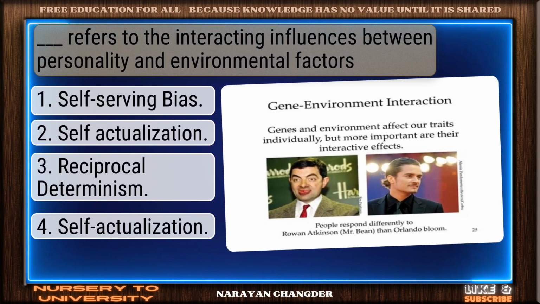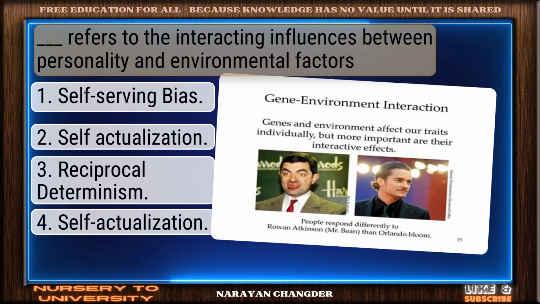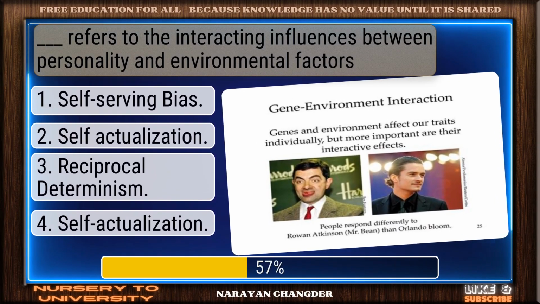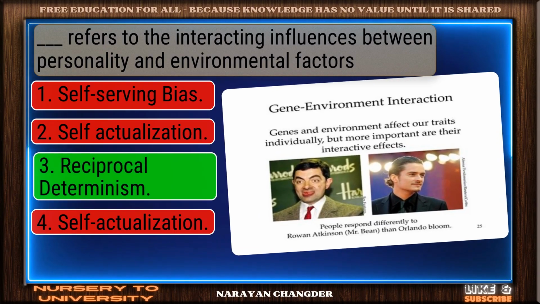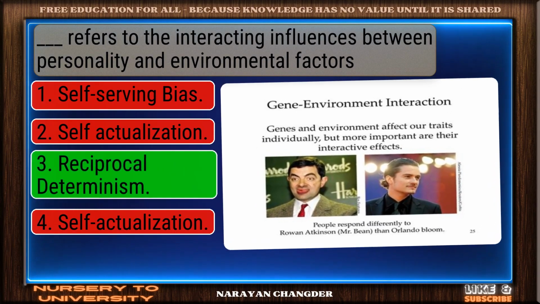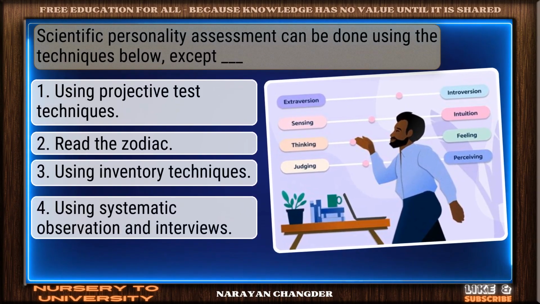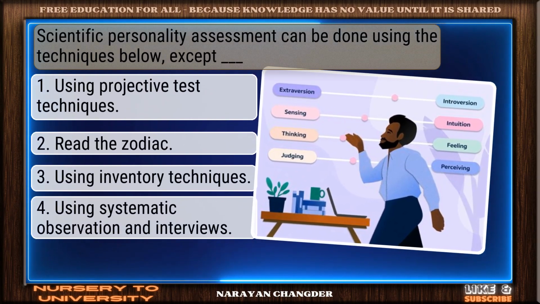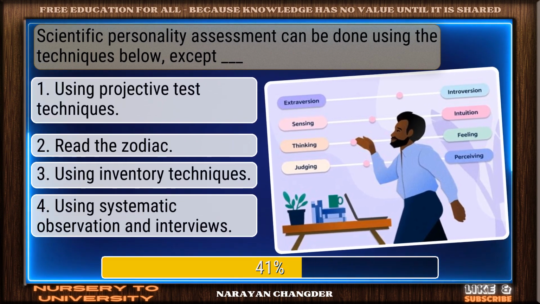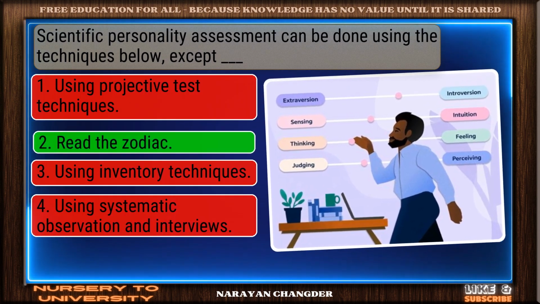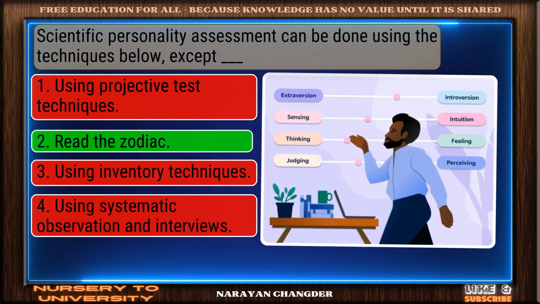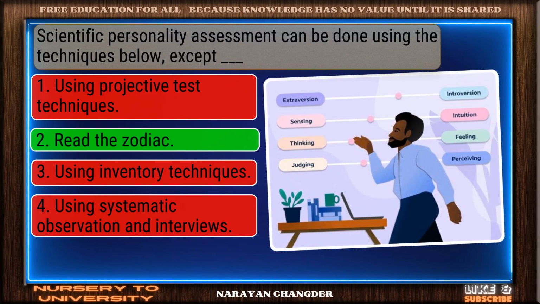Dash refers to the interacting influences between personality and environmental factors. Nice work. You chose reciprocal determinism, and it is correct. Scientific personality assessment can be done using the techniques below, except dash. Clear logic. Your choice read the zodiac is sound and 100% true.